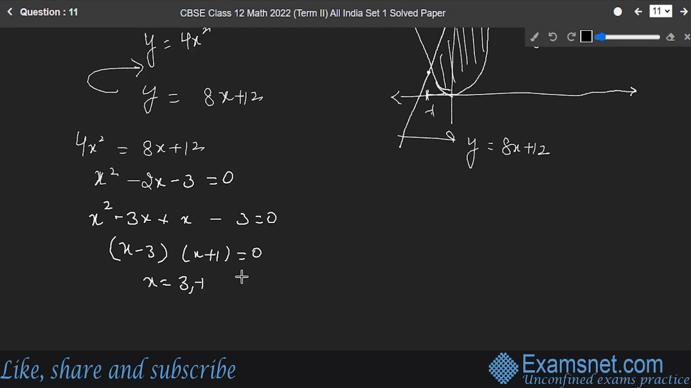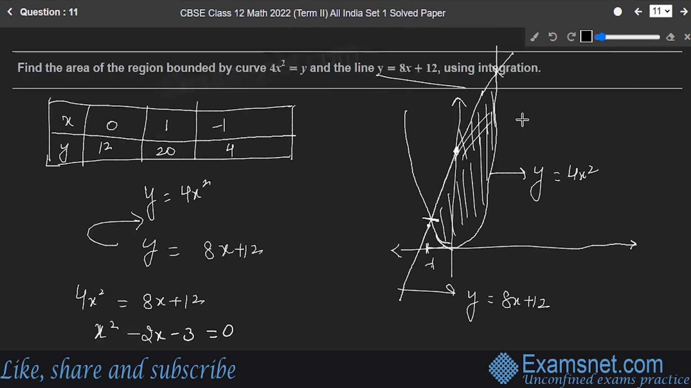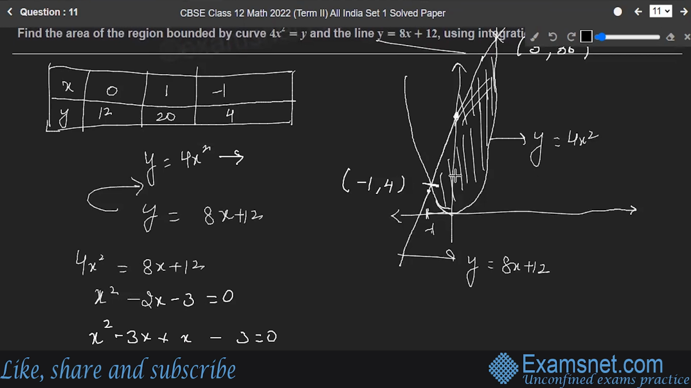Which makes the two possible values for x. These are the 2 points of intersection. X is equal to 3 and minus 1. So for this point, x is equal to 3, and for this point, x is equal to minus 1. So when x is equal to 3, the value of y will be 9 fours are 36. And when x is equal to minus 1, this is 4. Hope you got that. So these are the 2 points of intersection of this line and the curve. Correct. Now you have to find out this area.